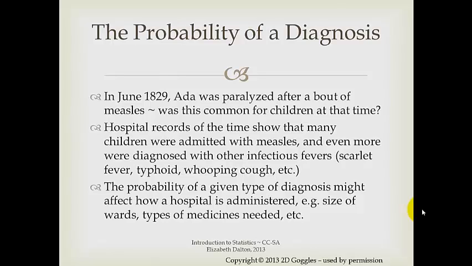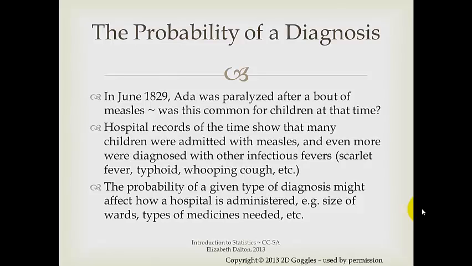Hospital records of the time show that many children were admitted with measles and other infectious fevers. I became interested in this by reading that Ada Lovelace was admitted to the hospital and was diagnosed with measles and was even paralyzed by it, and I wondered how common that was for children at the time. When I investigated, I found that there were not enough records of measles to make a very good project, so I enlarged my scope a little bit to infectious fevers, which measles is one of. Other examples include scarlet fever, typhoid, whooping cough, that sort of thing.